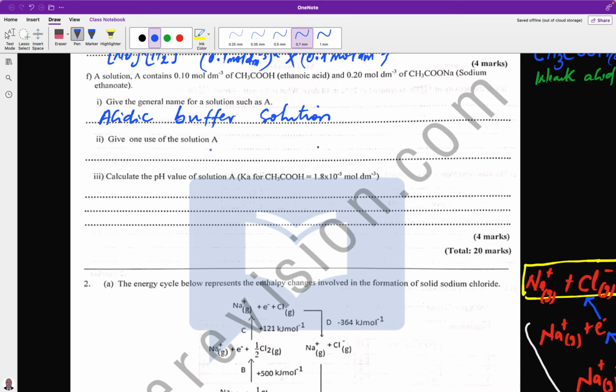So it is used to maintain the acidic environment. I mean maintaining a stable pH in a solution. I say it is used to maintain the acidic environment. That is, maintaining a stable pH in a solution.